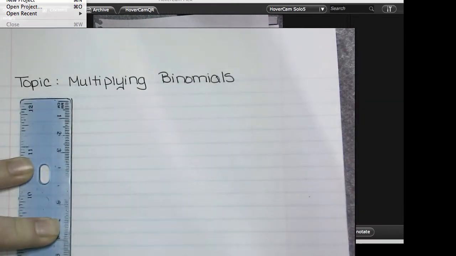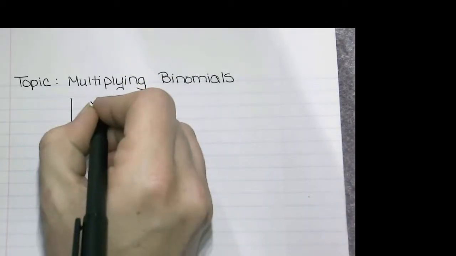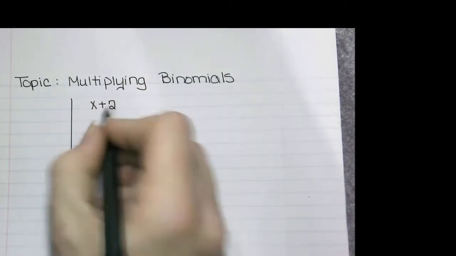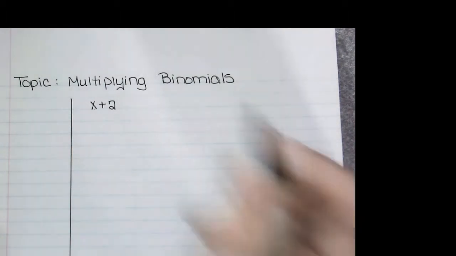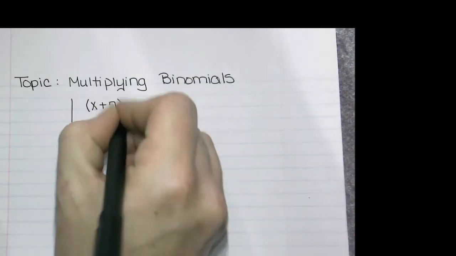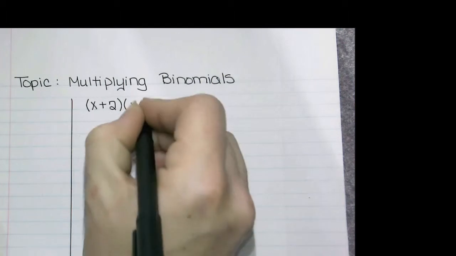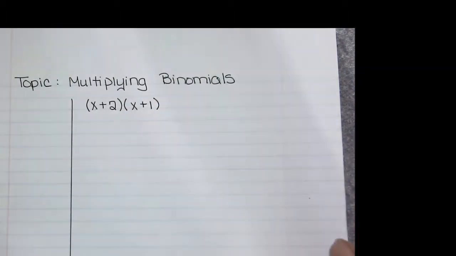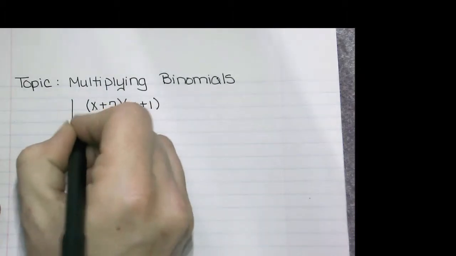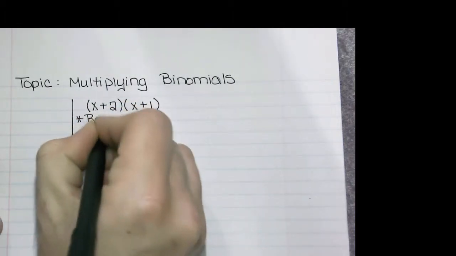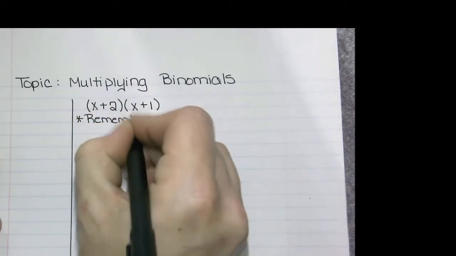So first we need to look at what is a binomial. If we have something with one term, that's a monomial. And then if I decide to add an extra term to it, now I have two terms and that's a binomial. So in today's lesson, we're going to be multiplying binomials.